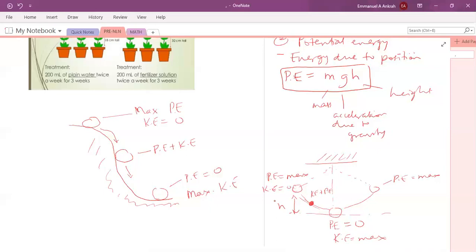So C is the one here. This is A, B, C, and then D is somewhere here. At D, because of the height above the ground, it has both potential and kinetic energy at that point. So C is correct. Maximum kinetic energy, correct. Great.